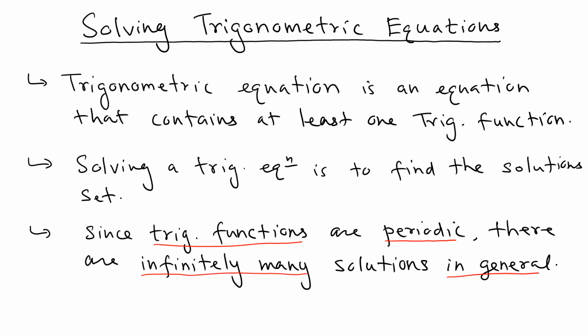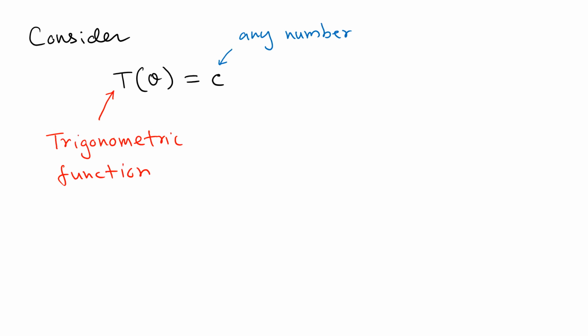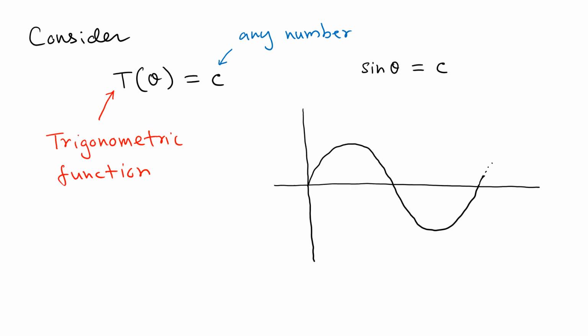So that's in general. Let's look at a certain situation. Let's say we have a general equation, t of theta equals c, where t of theta is any trigonometric function and c is any constant. For example, let's look at sine theta equals c. That means sine theta equals a constant. We know that the sine graph has this format.